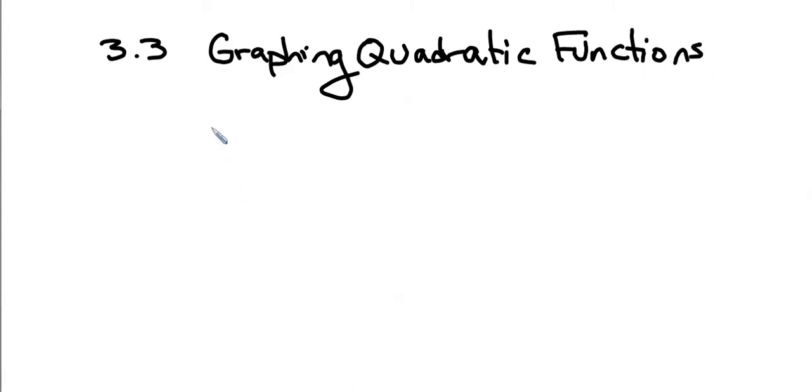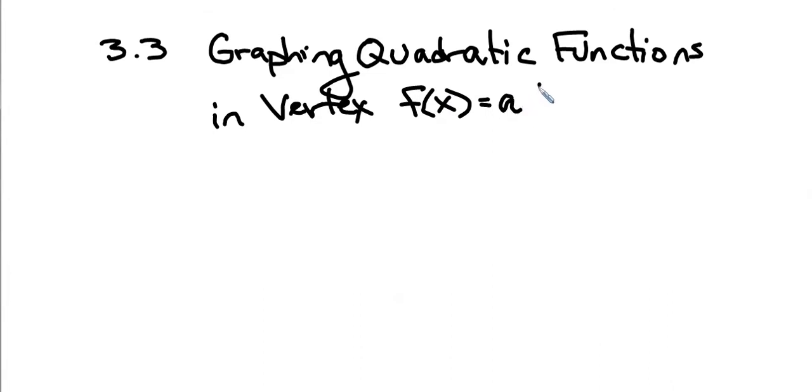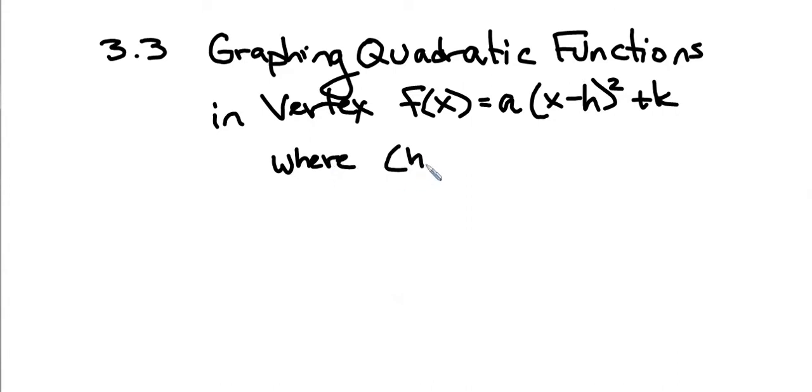Okay, so in vertex form, and we've talked about this in class, it's f of x is equal to a times the quantity of x minus h squared plus k, where h comma k is your vertex.